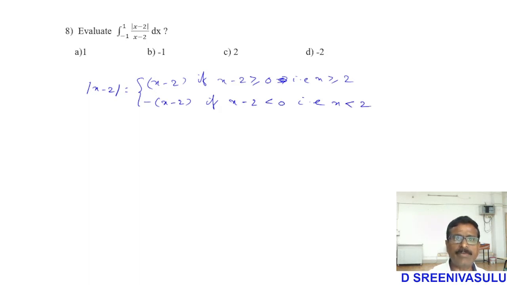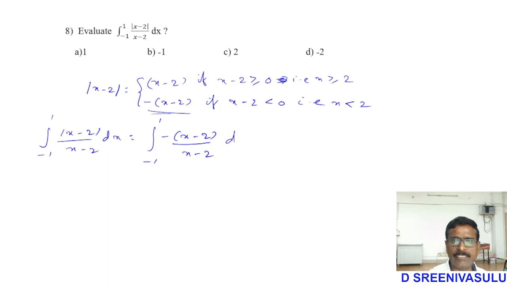Here the limits are minus 1 to 1, which means both are less than 2 only. Therefore, what is the modulus of x minus 2? Minus of x minus 2. Integral minus 1 to 1 mod x minus 2 divided by x minus 2 dx is equal to integral minus 1 to 1 minus of x minus 2 divided by x minus 2 dx. X minus 2 will get cancelled. This is equal to integral of minus dx, which is minus x.